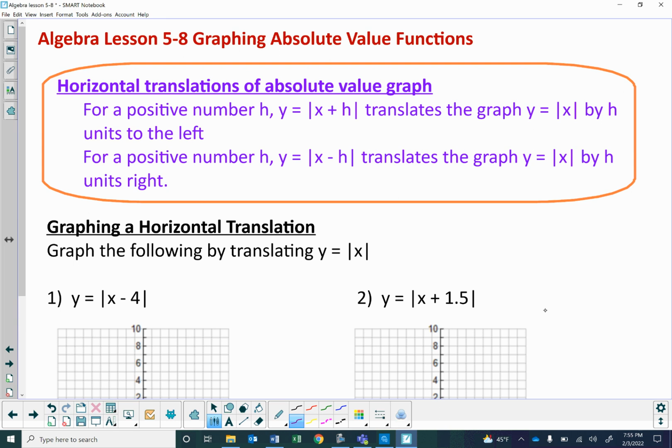For positive number h, y equals the absolute value of x plus h translates the graph of y equals the absolute value of x by h units to the left. And for a positive number h, y equals the absolute value of x minus h translates the graph of y equals the absolute value of x by h units to the right.